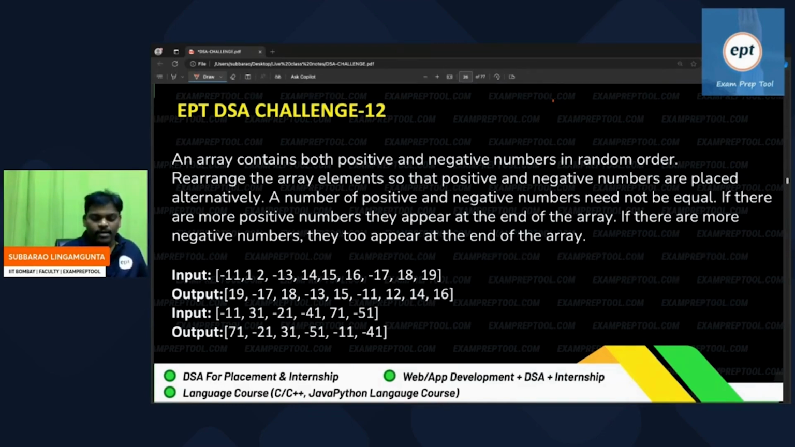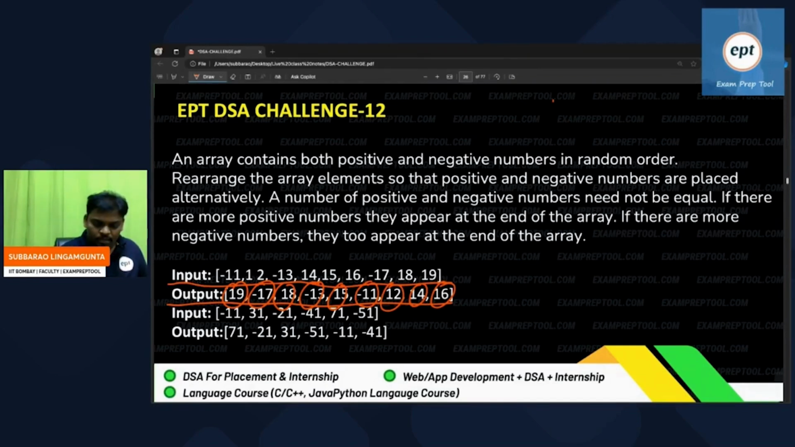So if the array is like this, you have to arrange it like this. If you want, you can check. First positive, next negative. Positive, negative. Positive, negative. You have to arrange like this. Positive, positive, positive, because negatives are over. If negatives are over, the left out elements you can write at the end.